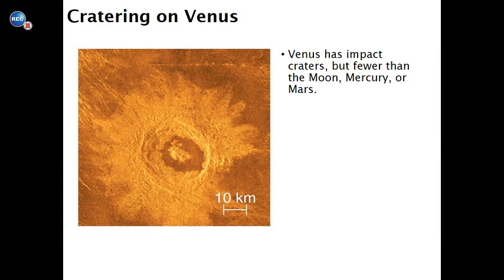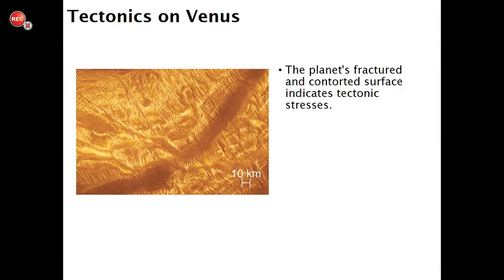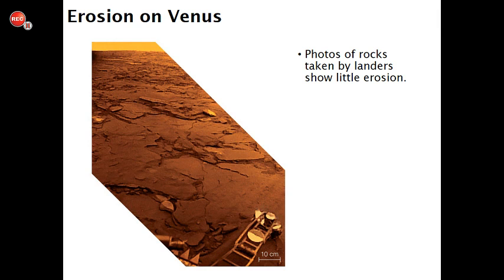There's impact craters, but very, very few of them. For one thing, the atmosphere is very good at burning up many of the small objects that would impact. There's volcanoes, both shield and stratovolcanoes. And there's tectonics. There's fractured bits of the surface. And there's signs of erosion, but not very much.